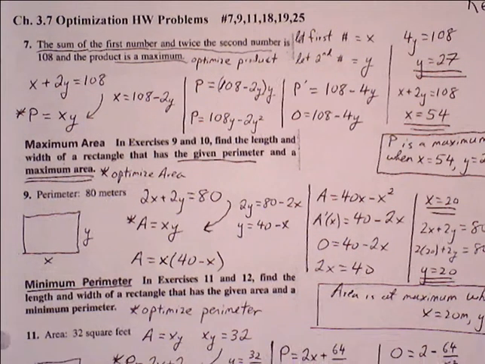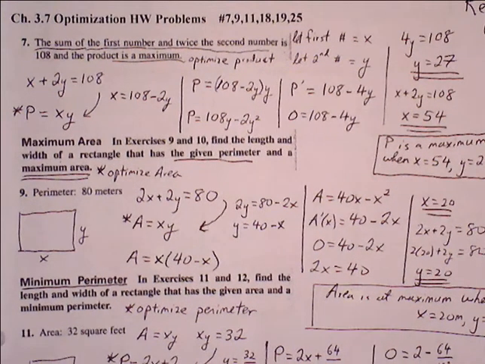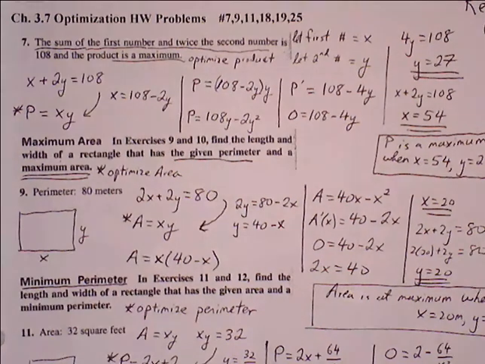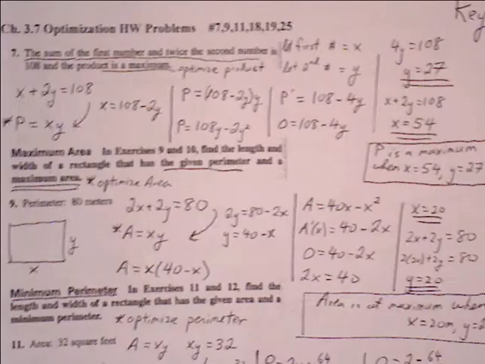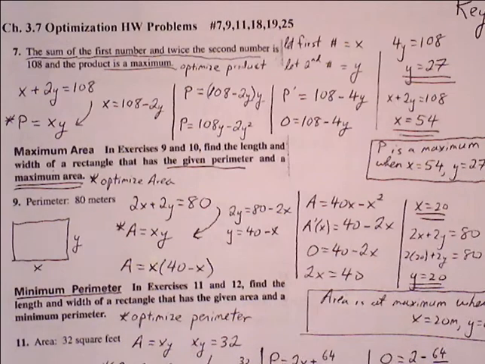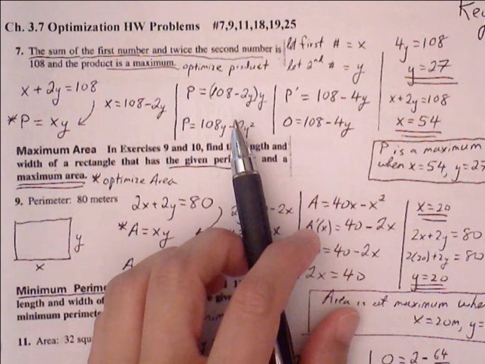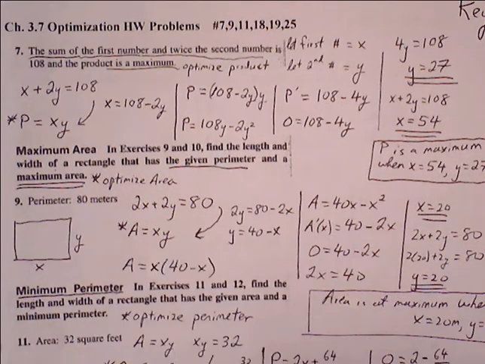Let's look at some optimization homework problems. Keep these things in mind as we are optimizing, find the optimal value. The idea is we first need to identify the equation that we're trying to optimize. So it could be product, it could be sum, it could be perimeter, it could be area.